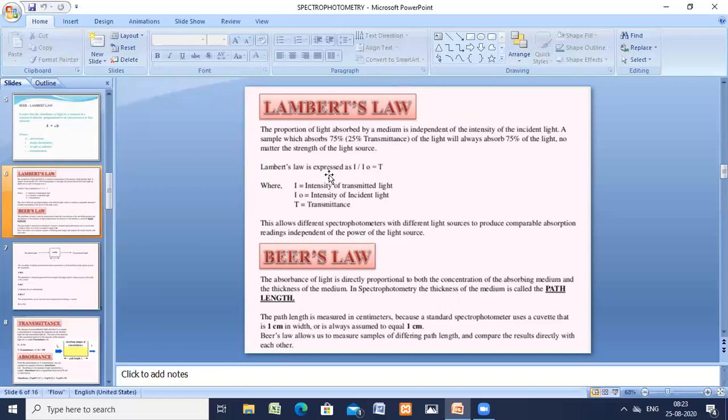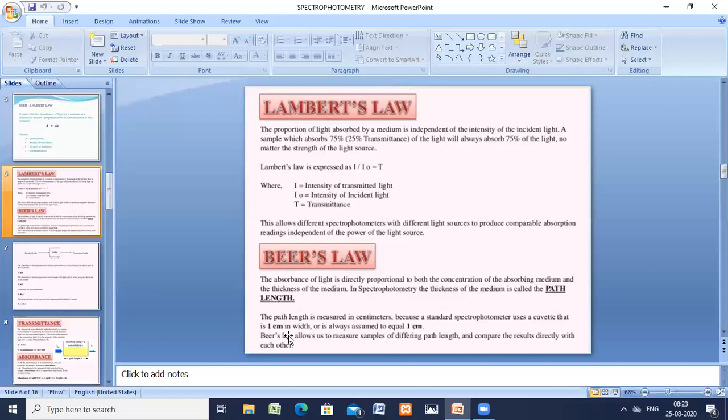Okay, so now we'll see about Beer's law. The absorbance of light is proportional to both the concentration and the length of the substance. So the absorbance of light is proportional to both the concentration of the absorbing medium and the thickness of the medium. In spectrophotometry, the thickness of the medium is called the path length. The path length is measured in centimeters because the standard photometer uses a cube of 1 centimeter.